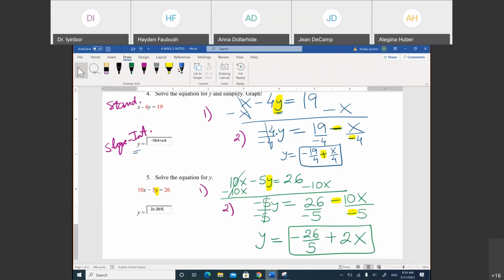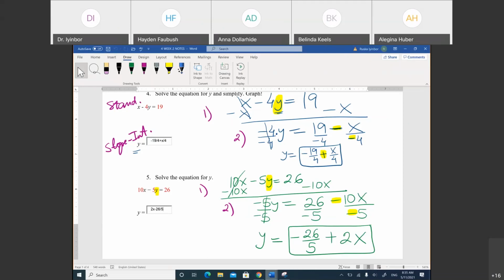I have a question. Yes? When you move x over, you have to change the plus to become negative. Yes, you have to change the sign. So when you move it from side to side, you have to do the opposite. If it's minus, you're going to do plus. If it's plus, you're going to do minus. So you switch the sign to move it over.